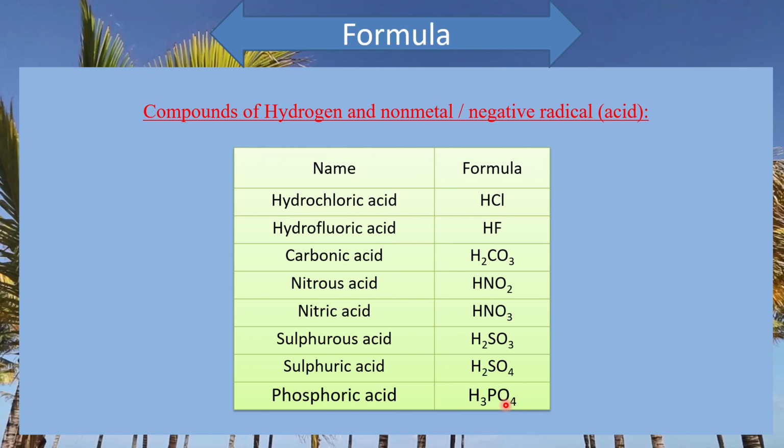The acids, where hydrogen is a must, hydrogen with a non-metal or any negative radical, are named as ic or ous. So dear students, today up to this point we learned the formulas of compounds, and you will practice writing more compounds in different categories.